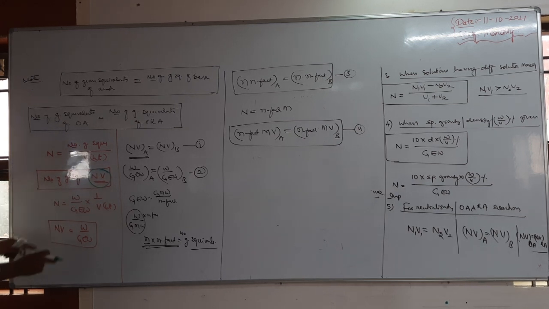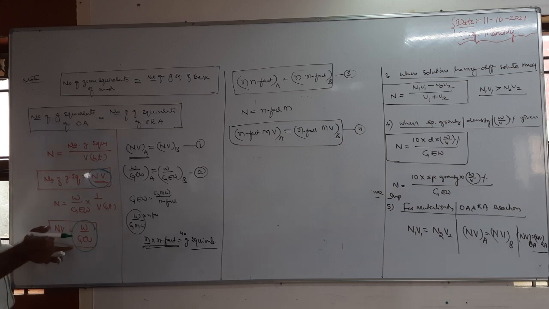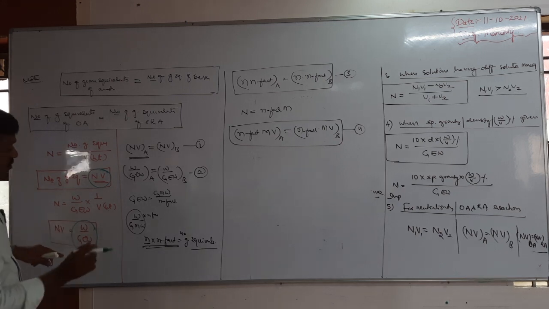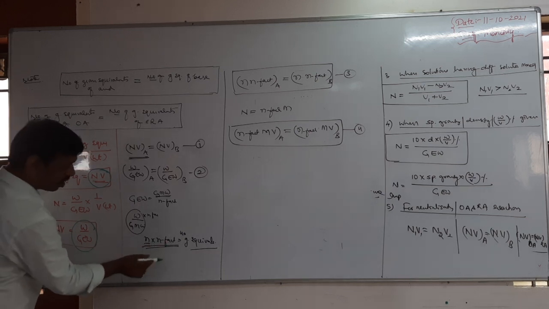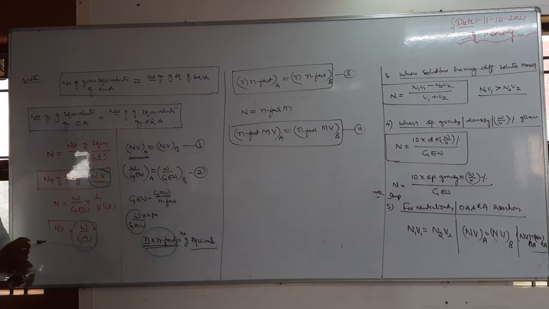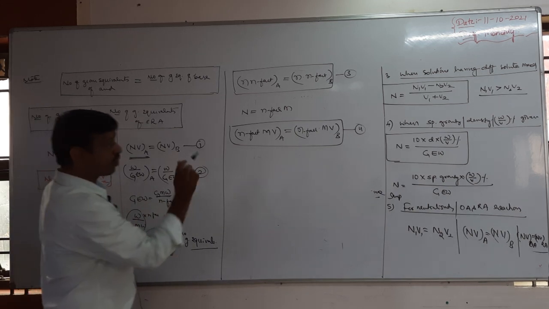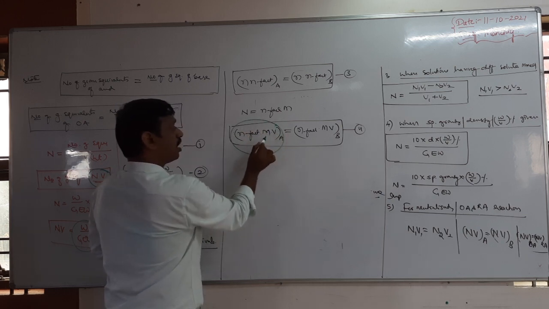Next, gram equivalent in terms of weight. Gram equivalent is also equal to W by GW, weight by gram equivalent weight. Okay. Next, in terms of mole. Number of gram equivalent is also equal to n into n factor. It is also equal to n factor into M into V.